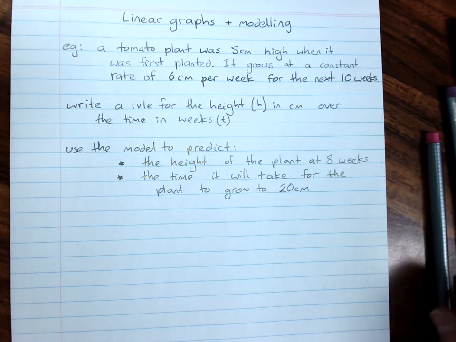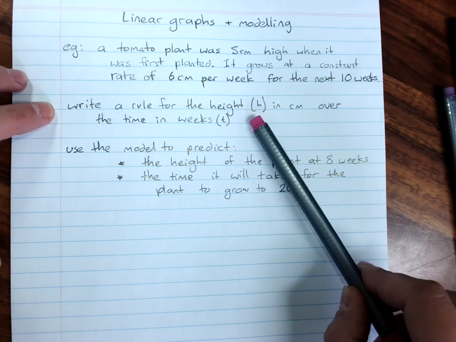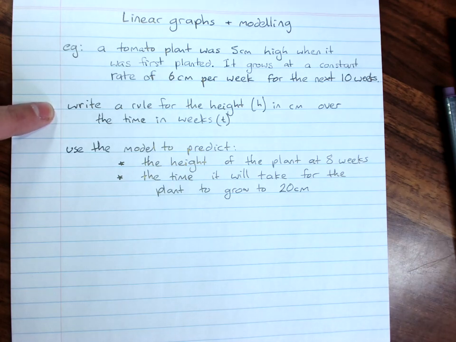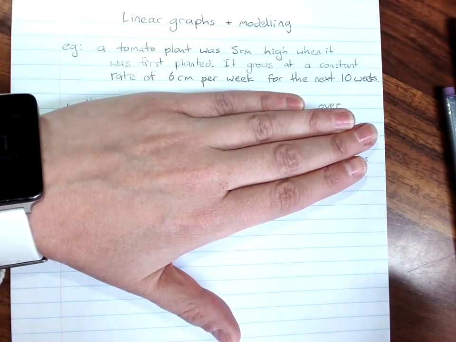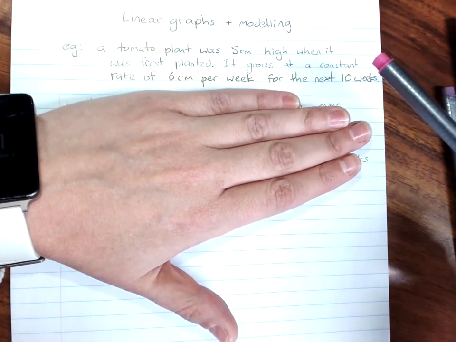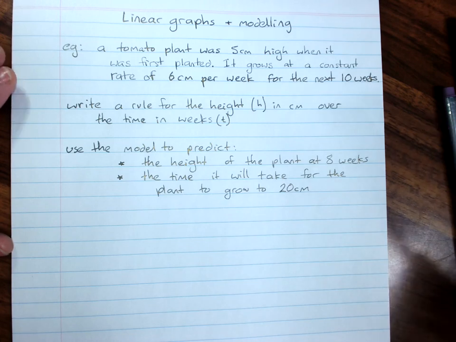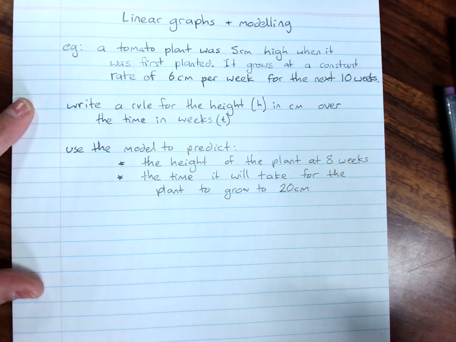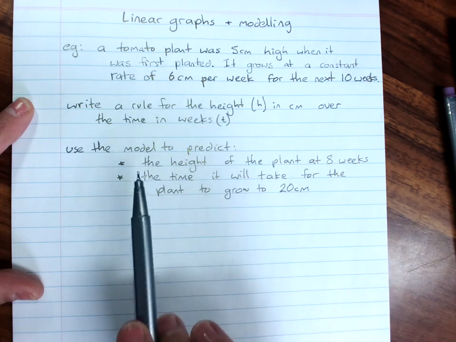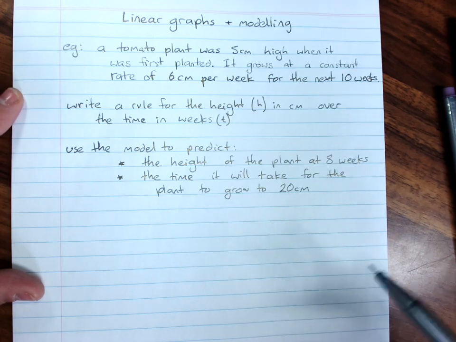Now, they've given us a real-life scenario and they've given us the variables that we will use. If they hadn't given us the variables, we would have to define them. So if we just stopped there in the question, we would have to say, let h be the height, and let t be the time in weeks. But they've told us, so we don't need to. What you want to look for is your dependent and your independent variables first off. Now, time is usually independent, and thus it usually goes on the x-axis.